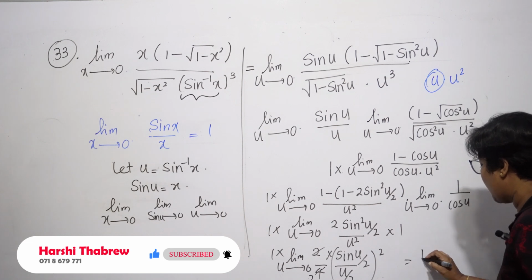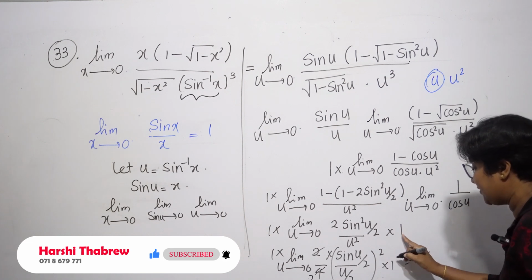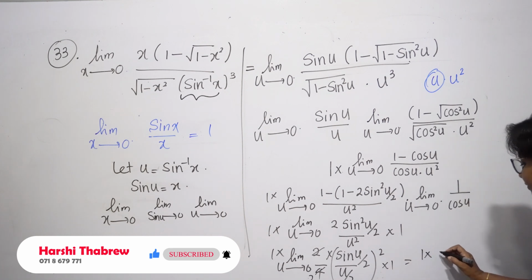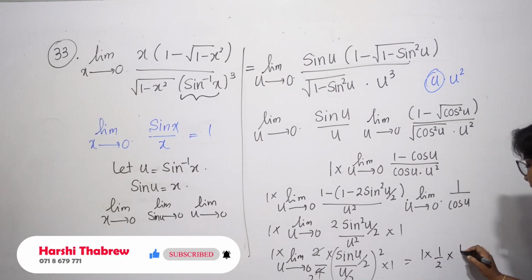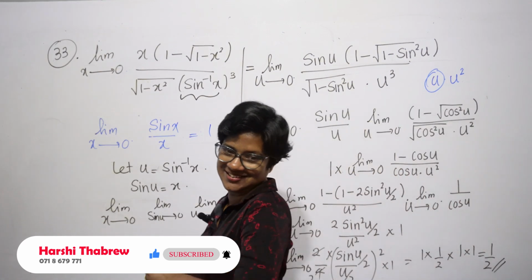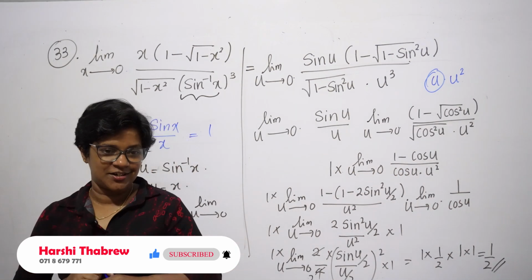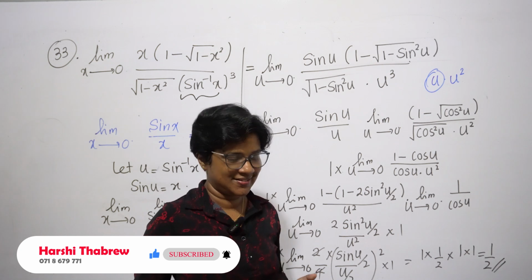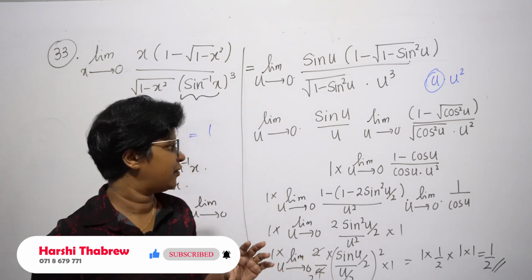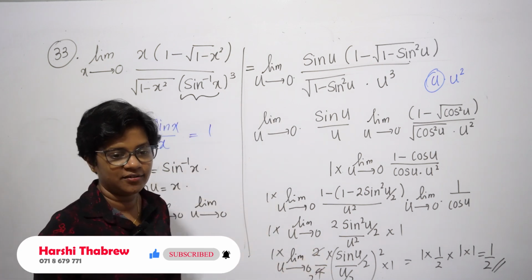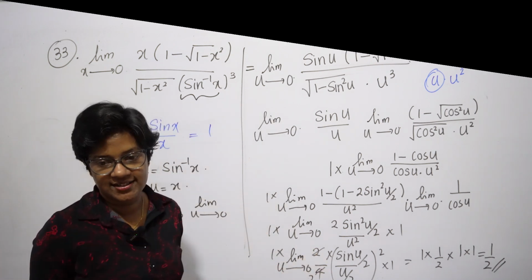Then you can see that this part equals 1. Therefore it's equal to 1 times half times 1 times 1. The final answer is half. Fine? Is it clear? Understood? Okay, if you want to copy it down, do so now. Then let's move on to the next question.